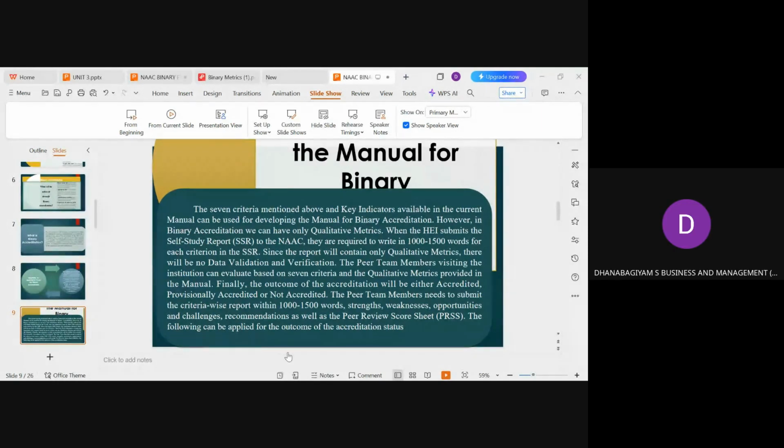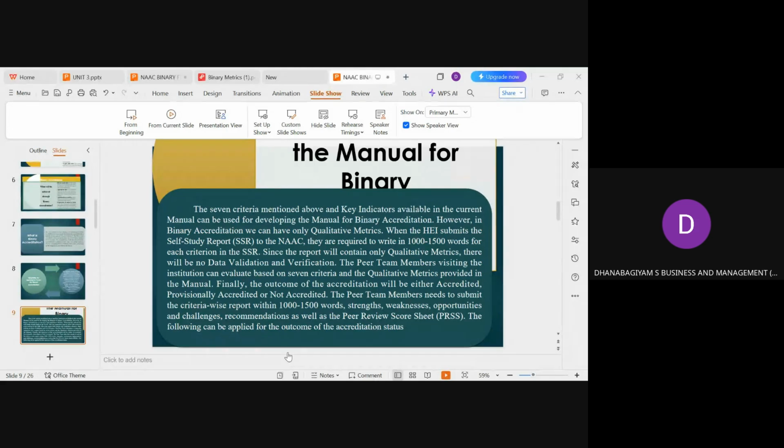Okay. So here, basically, we will have the same process. IIQA will be done. SSR will also be done. And for this SSR, after 30 to 45 days, the DVV report will be submitted. After submission of the DVV report, within 15 days the peer team visit would happen. But in this binary accreditation process, the peer team visit will not be there. And this is the one exemption.